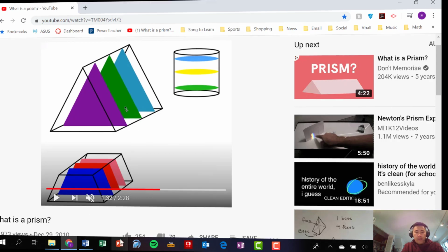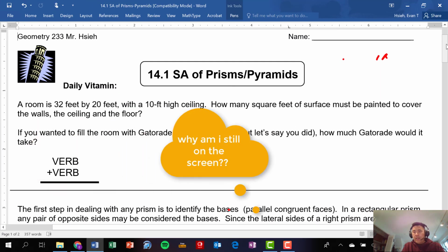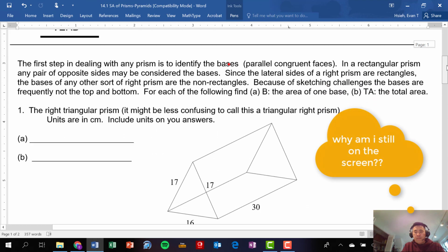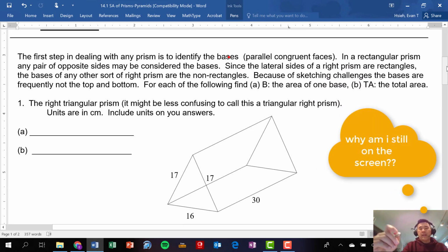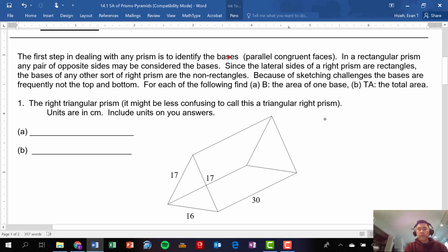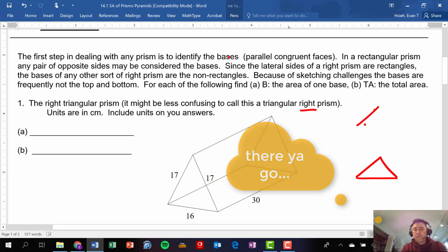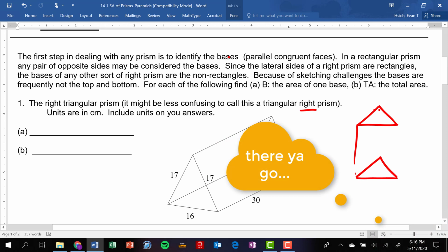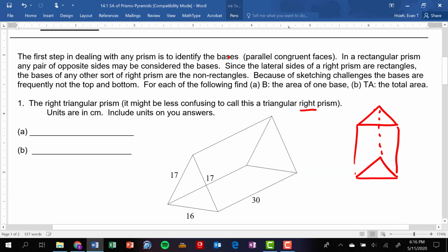So if I look at the diagram that we have here, this is a right triangular prism, or a triangular right prism. The term right basically means that if I sit the prism down on one of its bases like this, it's going to stand straight up and down.